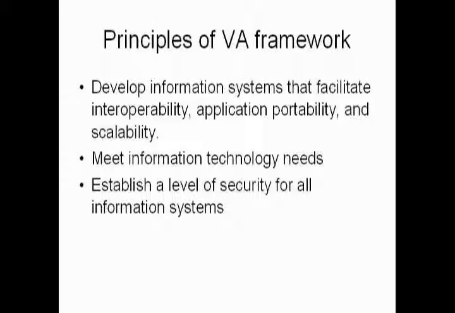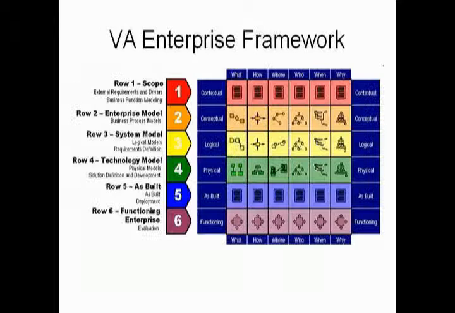Second, meet information technology needs through cost-effective sharing. The third, establish a level of security for all information systems that includes security, authentication, and access level control. This is the graph of the VA Enterprise Framework. It gives more details about the rows and columns. That's the abstractions and perspectives.